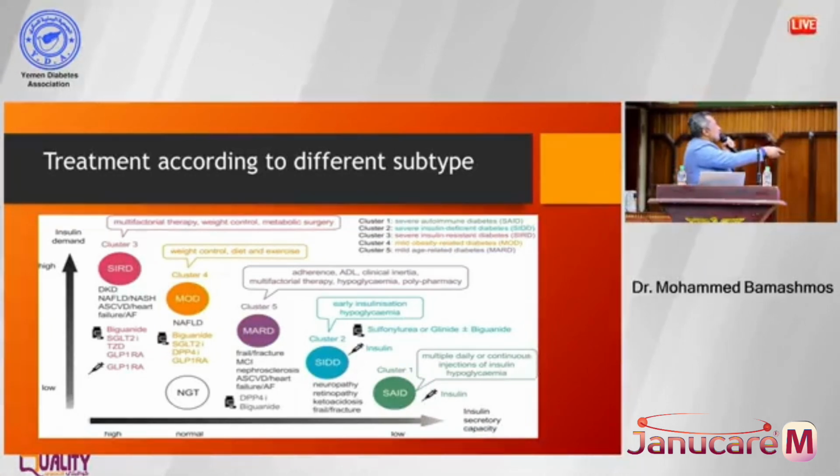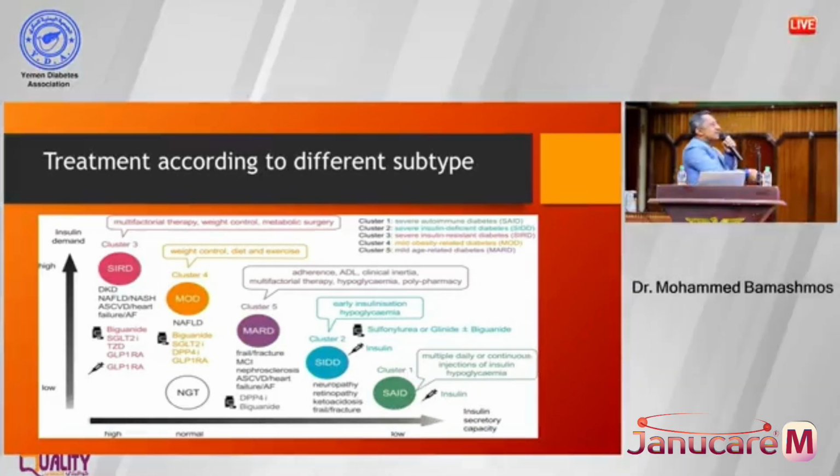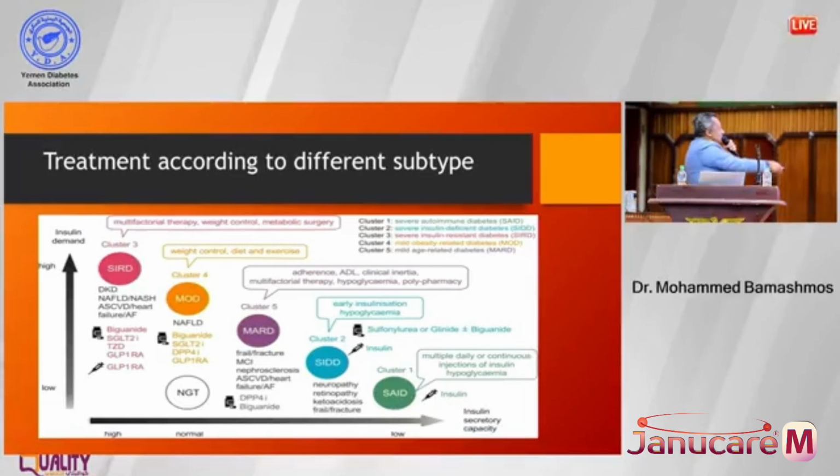The fifth cluster is mild age-related diabetes. This patient has a high risk of coronary artery disease and chronic kidney disease and a high hypoglycemic risk. So it is better to avoid a drug which induces hypoglycemia. You have to use drugs like biguanide or dipeptidyl peptidase type 4 inhibitor.